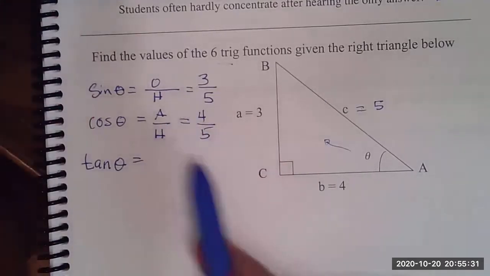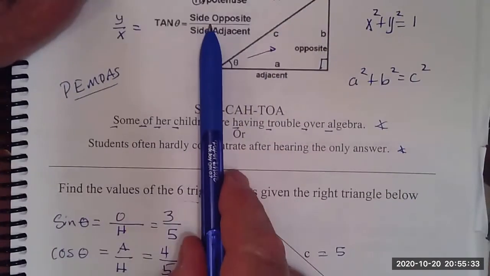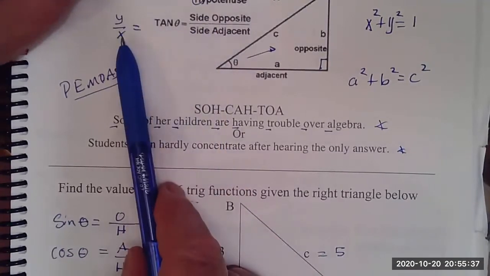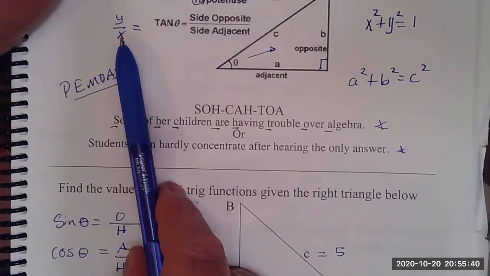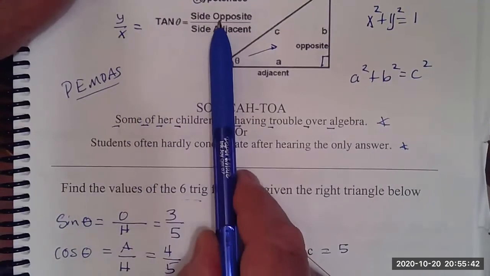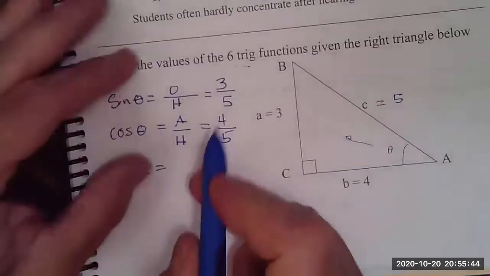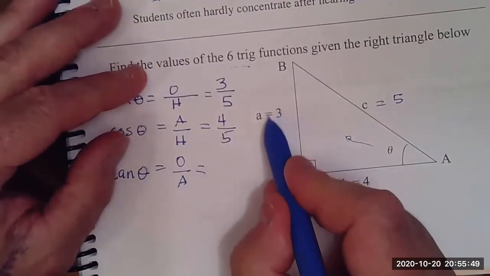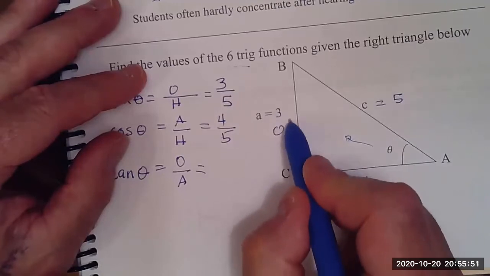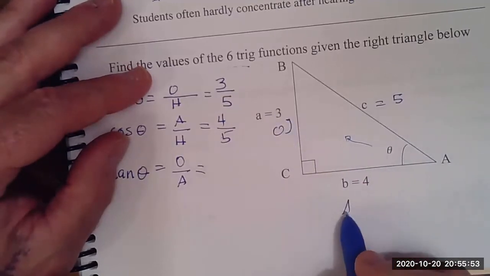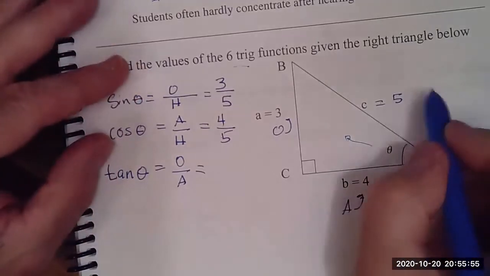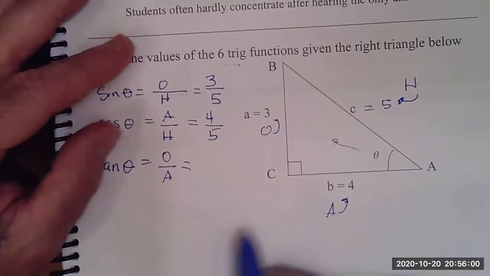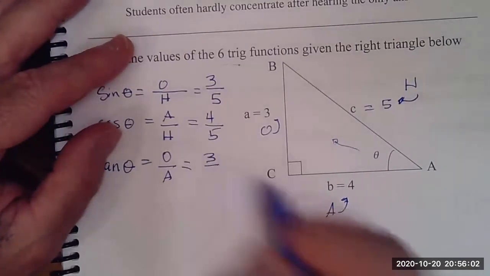Going back up here, tangent of theta is opposite over adjacent. That's y over x when you have a circle, but we don't have a circle, we just have triangles. So let's do opposite over adjacent. 3 is opposite, this is your O in this case, this is your capital A adjacent, and this is your capital H for hypotenuse. So it's 3 over 4.